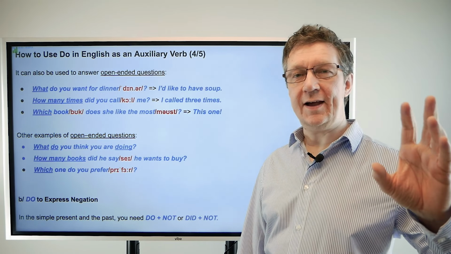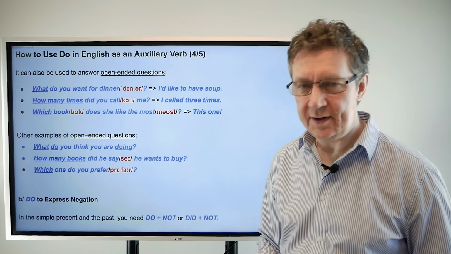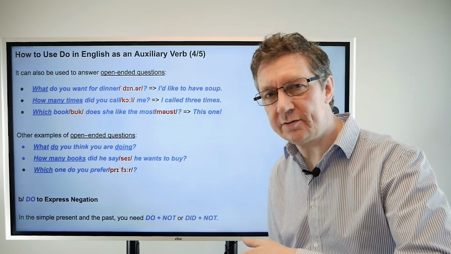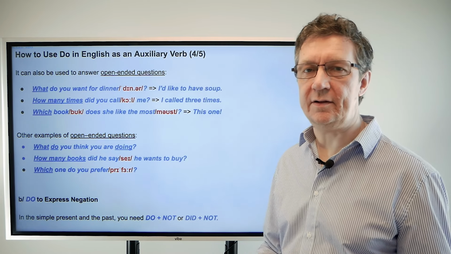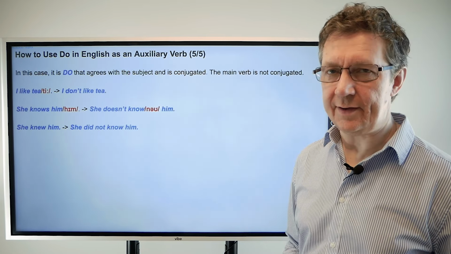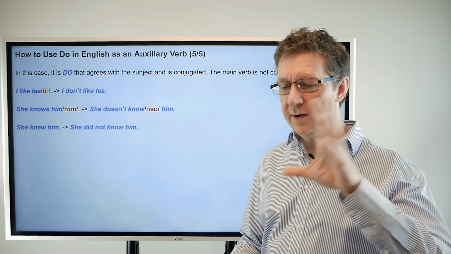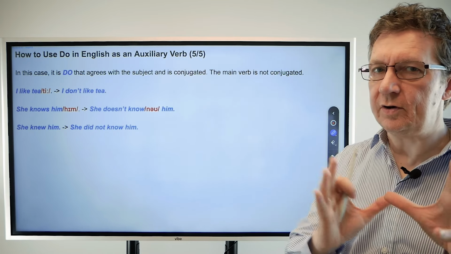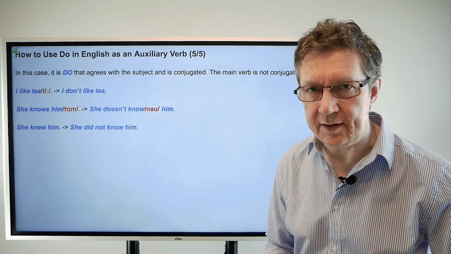So let's now look at do to express negation, so the negative answer to a question. So in the simple present and the past, you need do plus not, and you need did plus not to express a negative answer. Let's have a look at what we mean. So in this case, it is do that agrees with the subject and is conjugated, and the main verb is not conjugated. So I like tea, I don't like tea, okay?